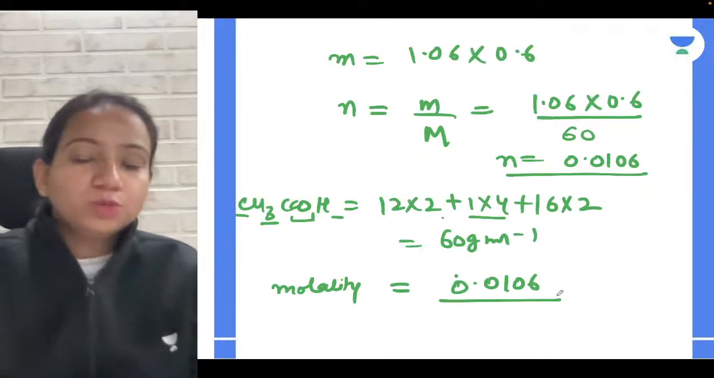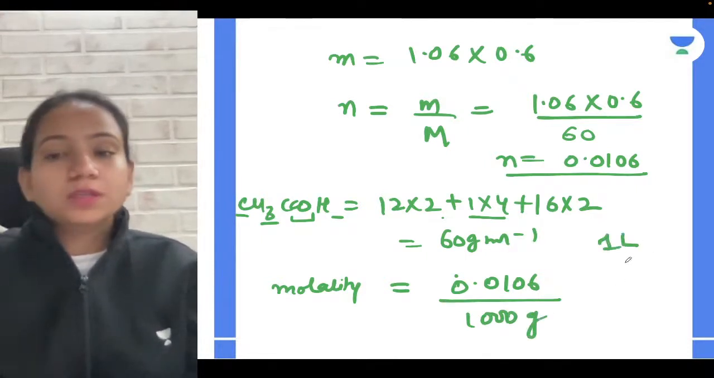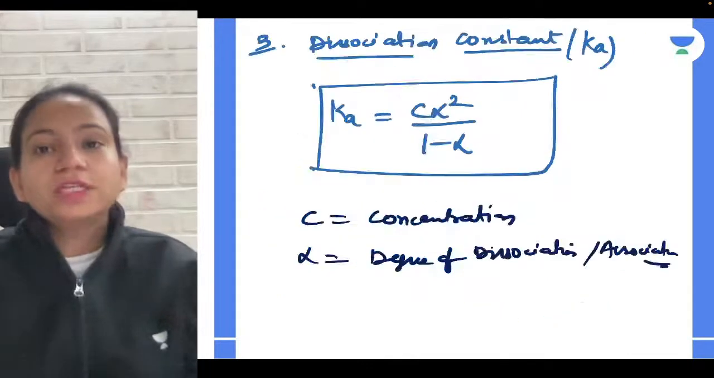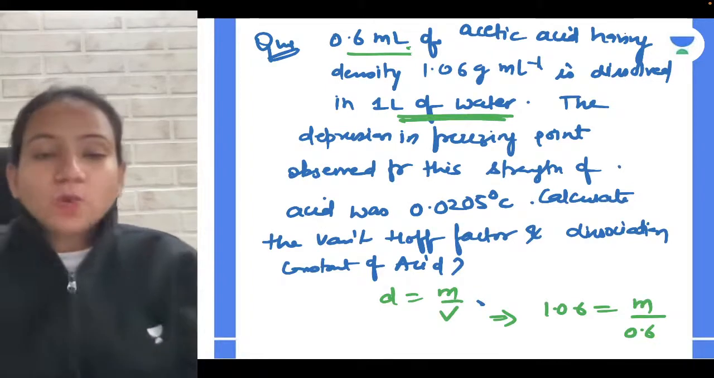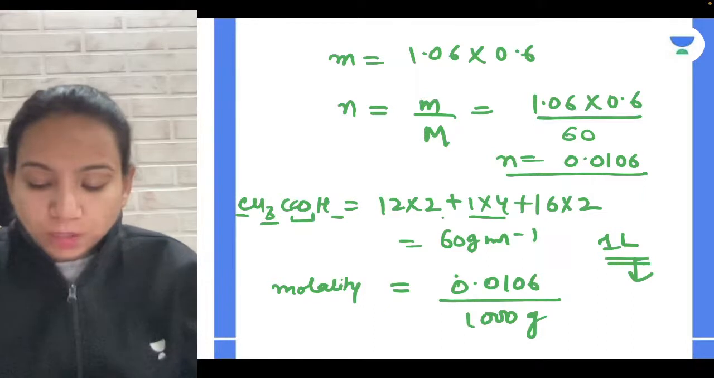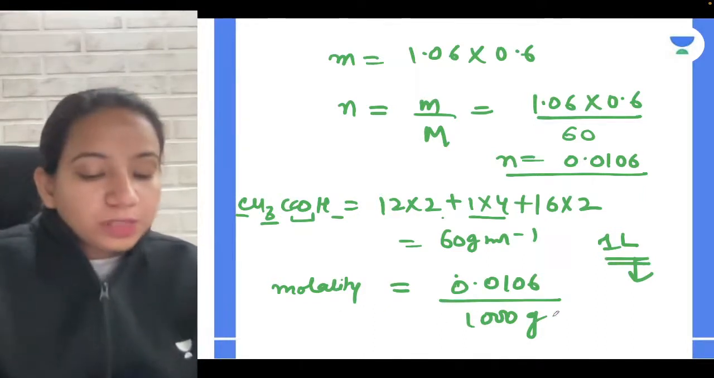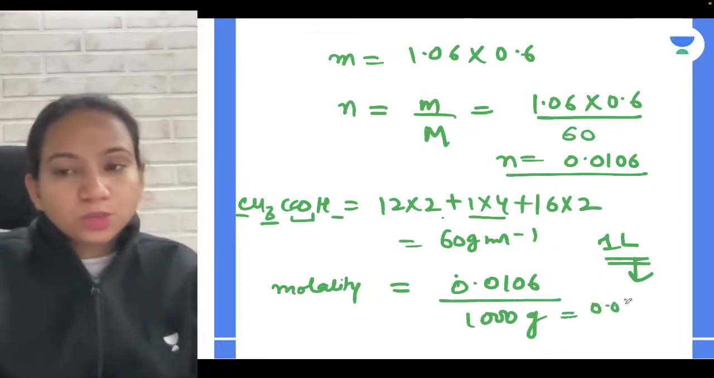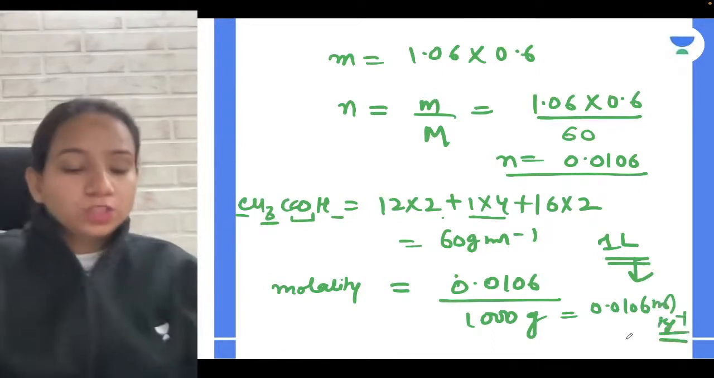Okay, so molality will be 0.0106 divided by 1000 gram, because if you consider the 1 liter of water they have given in the question, you can take the solvent mass as 1 liter into 1, which gives 1000 gram, because the density of water is 1 gram per centimeter cube. So you get 0.0106 mole per kg. Okay, so you got the molality.